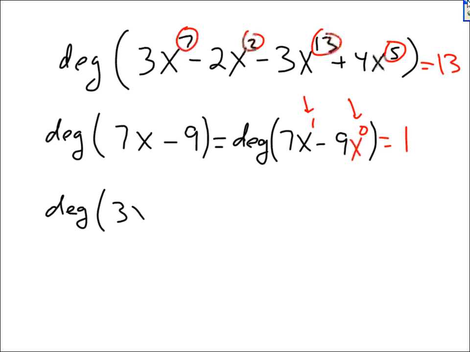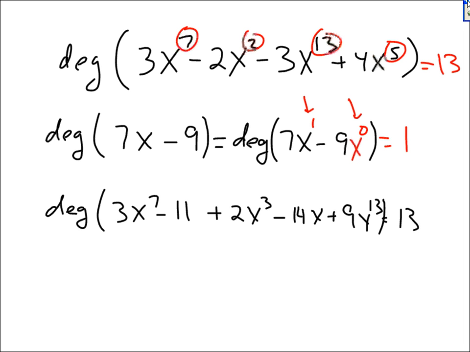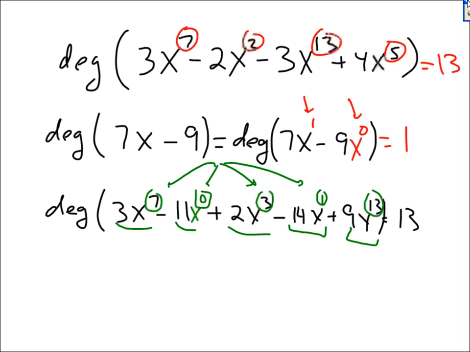What is the degree of 3x to the 7 minus 11 plus 2x cubed minus 14x plus 9x to the 13? The degree is going to be 13, because the degree of the first term is 7. The degree of the second term is 0. The degree of the third term is 3. The degree of the fourth term is an understood 1. And the degree of the fifth and last term is 13. Between 7, 0, 3, 1, and 13, 13 is the largest one.